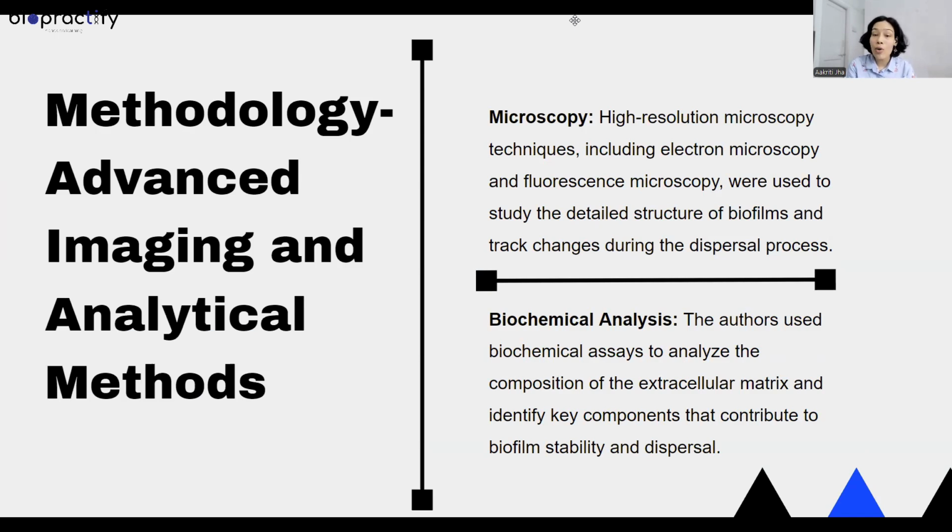Second one was biochemical analysis. The authors used biochemical assays to analyze the composition of the extracellular matrix and identify key components that contribute to biofilm stability and dispersal.